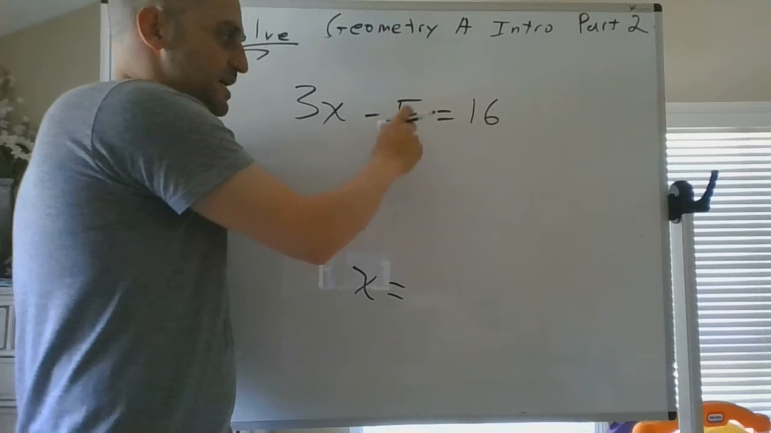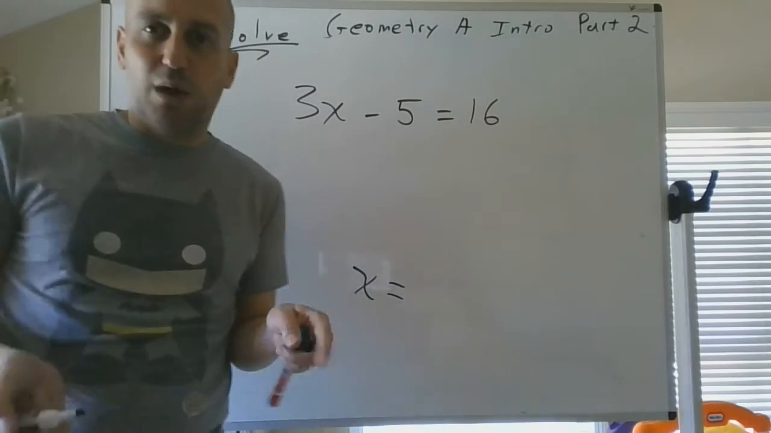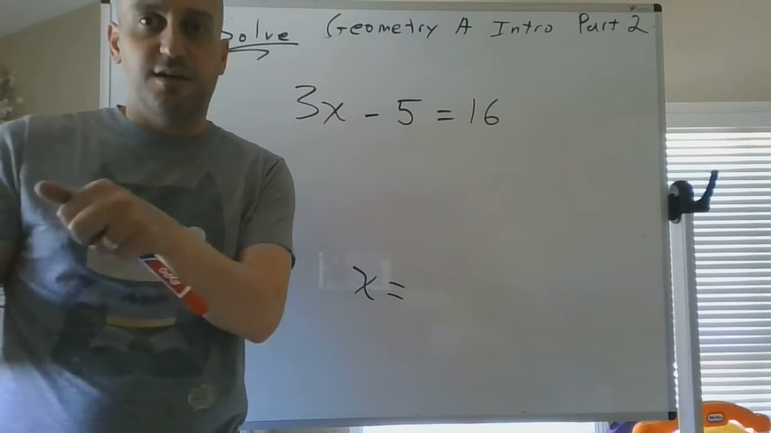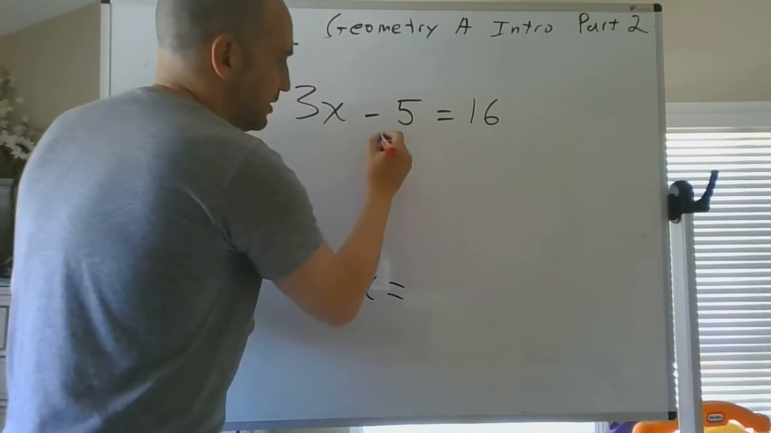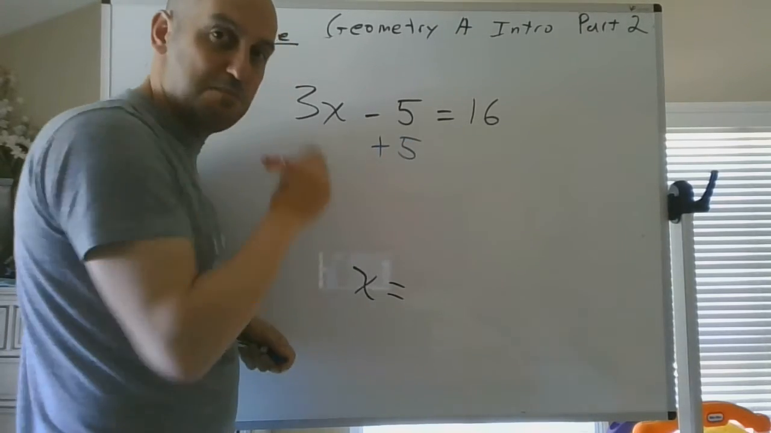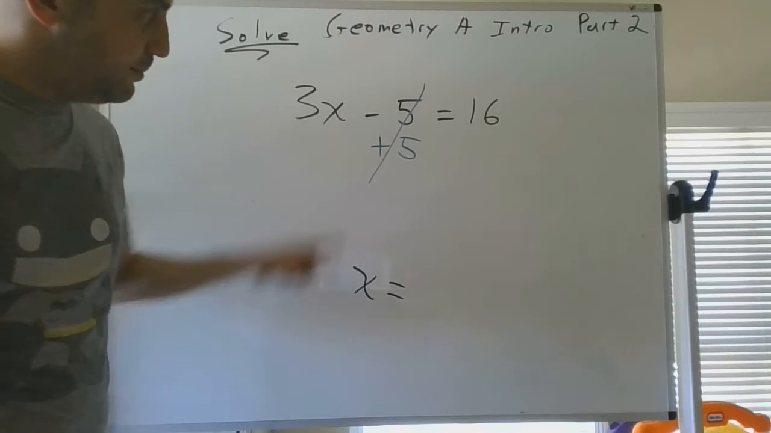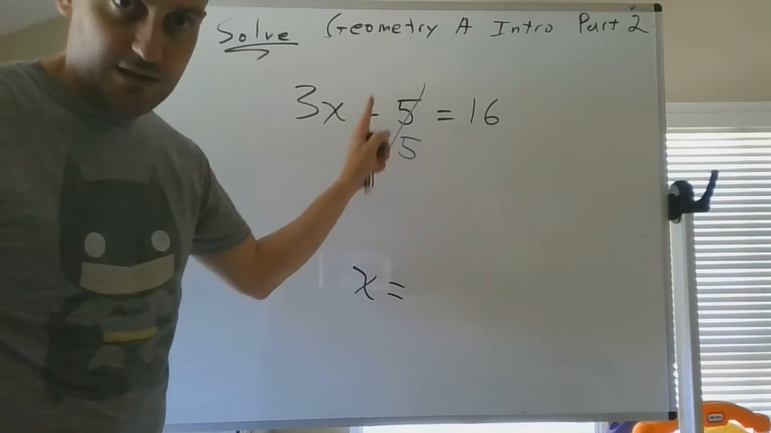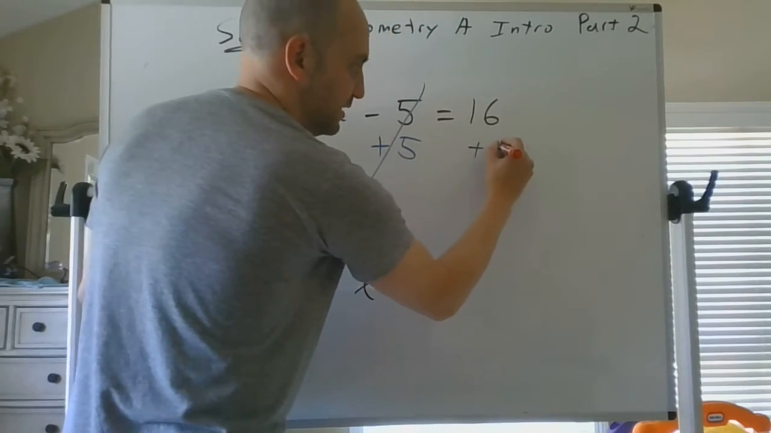Well, let's think about this. This minus 5 is not multiplying with that x. It's just doing minus 5. So let's think about what's the opposite of subtracting 5. The opposite of subtracting 5 is adding 5. I'm immediately going to cancel it out because I know opposites cancel each other out. But what I do to one side of the equal sign, to the left side, I have to do to the right side, the other side. So I'm going to do a plus 5 here.